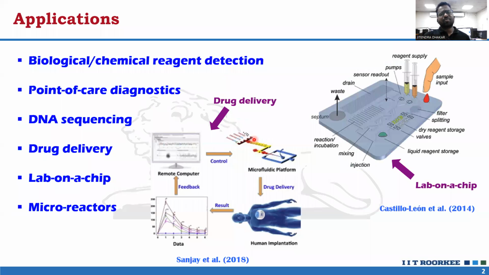These are some microfluidic applications: biological and chemical reagent detection, point of care diagnostics, DNA sequencing, drug delivery, lab on a chip, and microreactors. Here we can see the representation of drug delivery and lab on a chip. The understanding of microscale flow is significantly important for developing reliable microfluidic devices for these applications. Non-uniform geometries are commonly used for practical applications, such as contraction-expansion, T-junctions, or other branching.